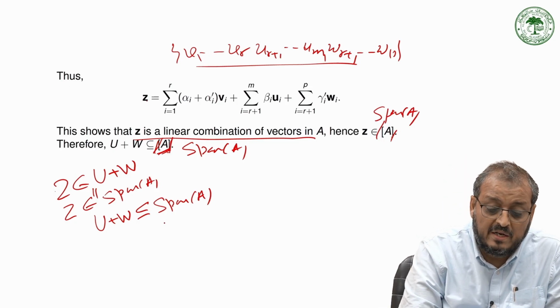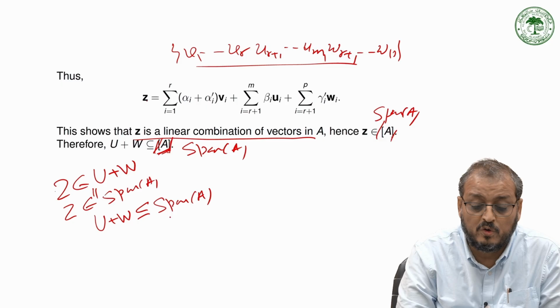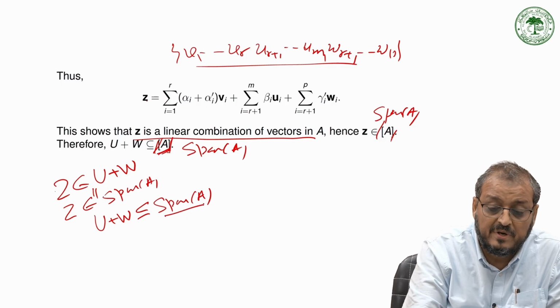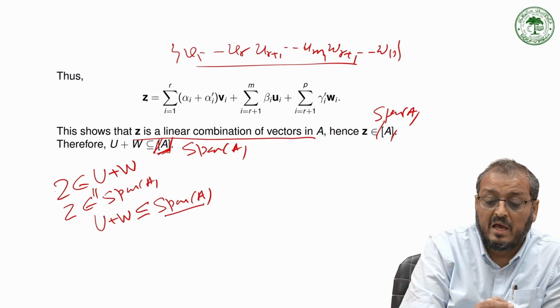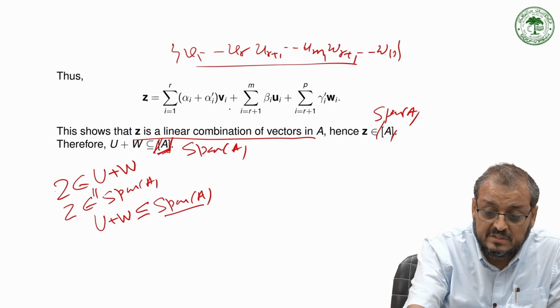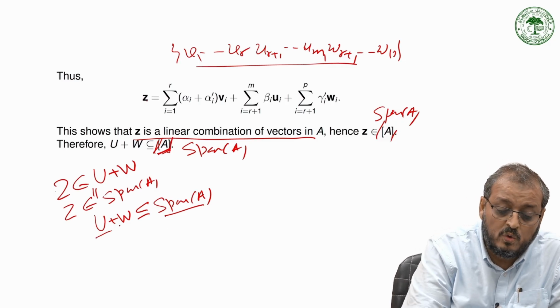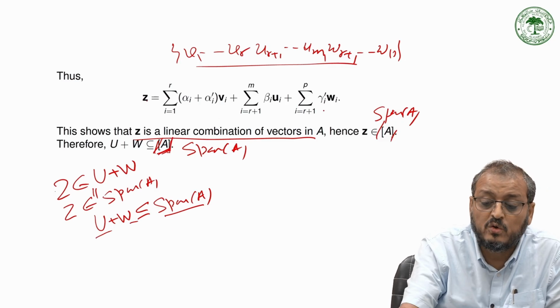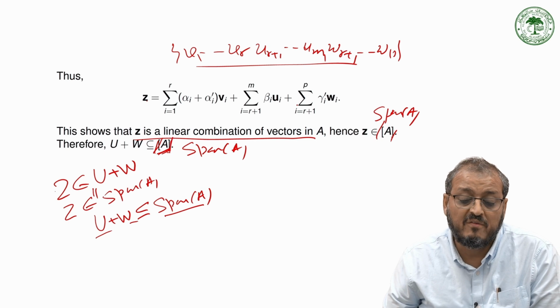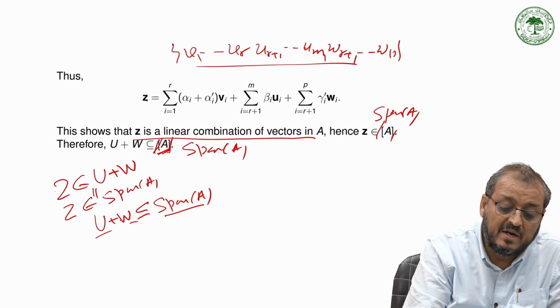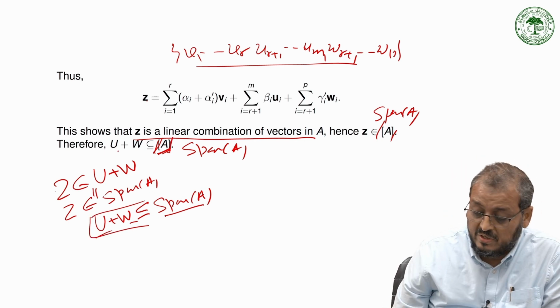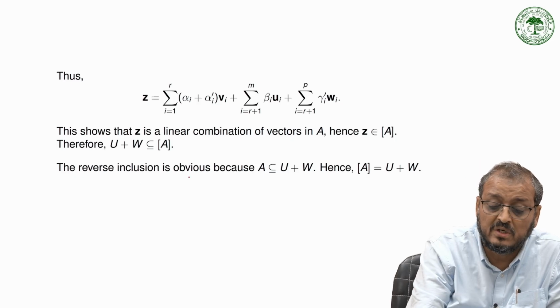If we choose an arbitrary element belonging to A, it can be written as a linear combination of the elements of U and W, so this is nothing but equal to U plus W. So we can say simply that the reverse inclusion is obvious.